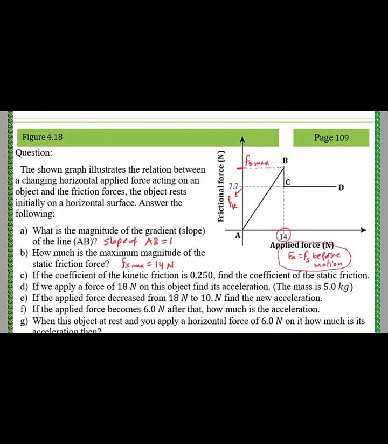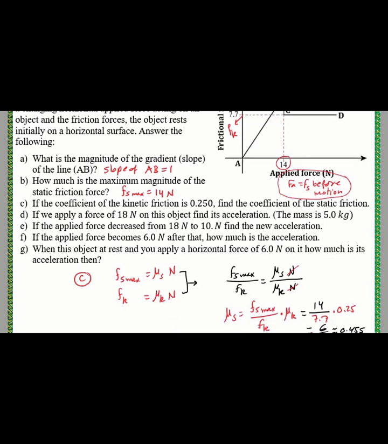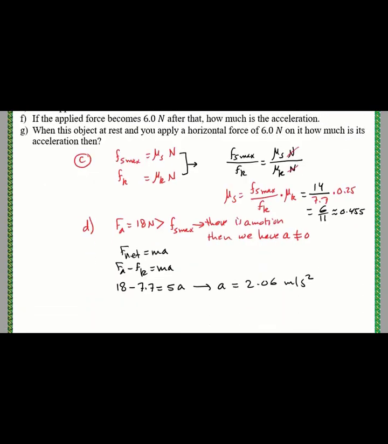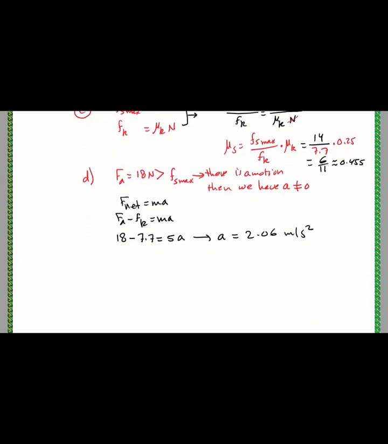E, if the applied force decreases from 18 to 10, find the new acceleration. We will use the same formula. F net minus Fk equals m times a. Now Fa is dropped to 10, so 10 minus 7.7 equals 5a, and the acceleration will be 10 minus 7.7 all divided by 5, which is 0.46.